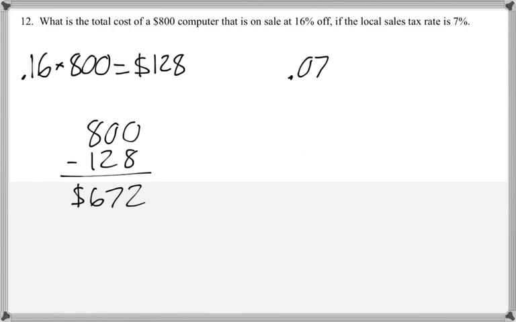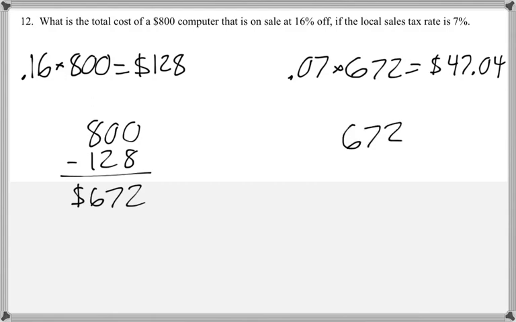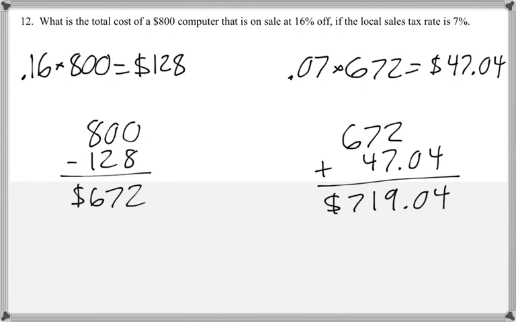So 0.07 times the $672 is 47.04. So that would be the tax. So we need to add that to the 672. And our final answer will be $719.04.